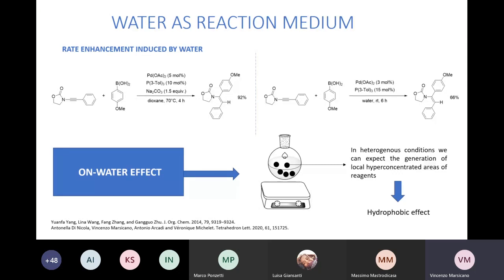The most advantageous thing is that we are able to perform the reaction at a much reduced time.